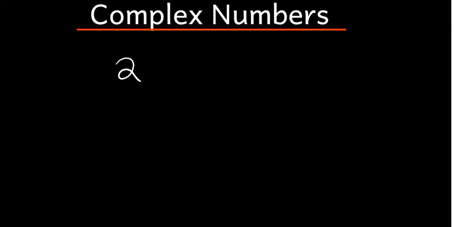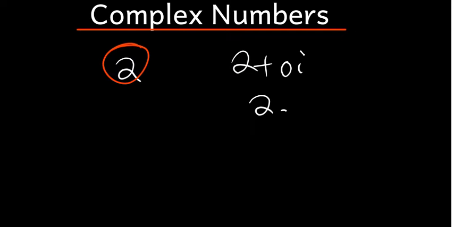Yes, Naomi. Exactly. So if I write 2 + 0i, it is the same as just 2. Meaning that in this case, the real part is 2 and the imaginary part is 0. That is the reason why it's not even there.